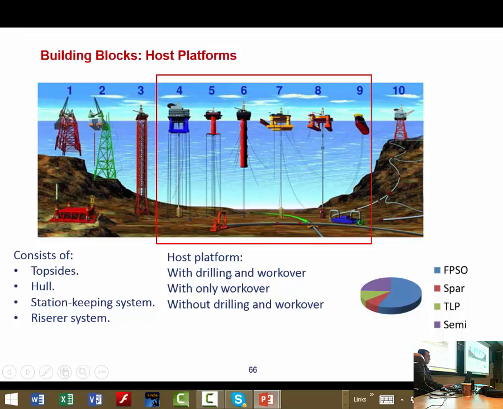So and then host platform, you have different options. You can use host platform with drilling and workover package on board, or with only workover package and drilling can be done by a separated mobile offshore drilling unit, or without drilling and workover, just topside with production facility on.